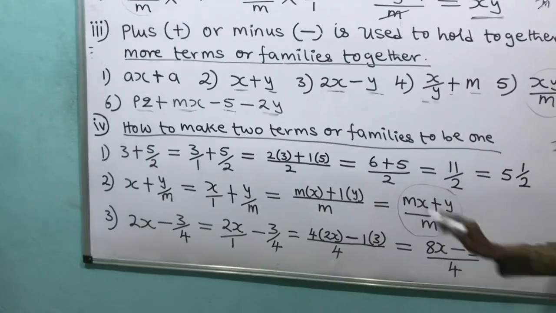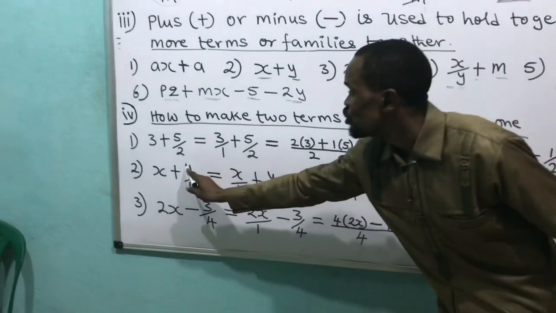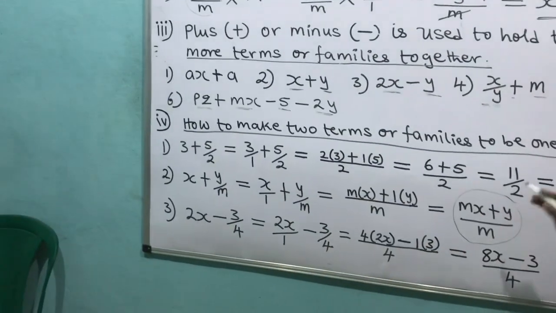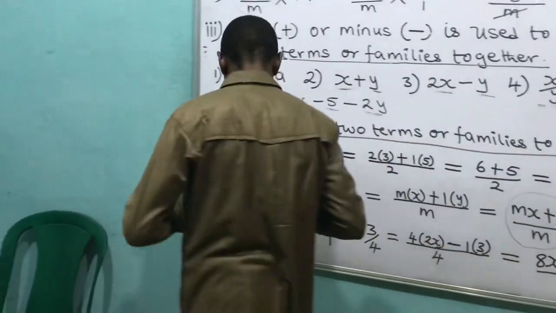You see that I have resolved these two families to be one family. Look at one family now. I've gotten one family. I have resolved these two families. Are you seeing what I'm doing here? These two families, I have done it to be what? One family. Then number 3, let us see number 3.